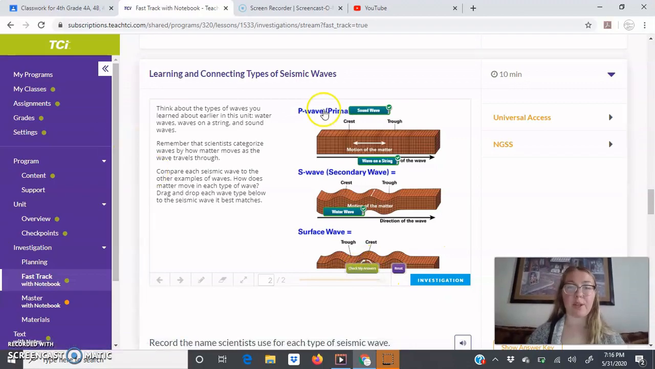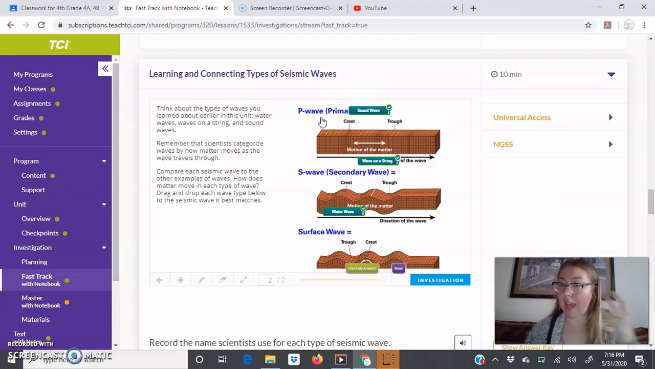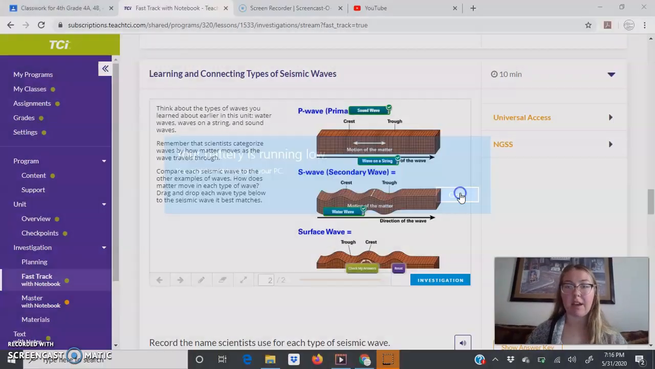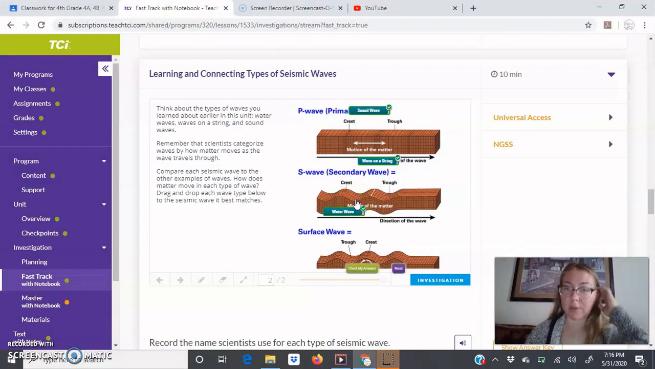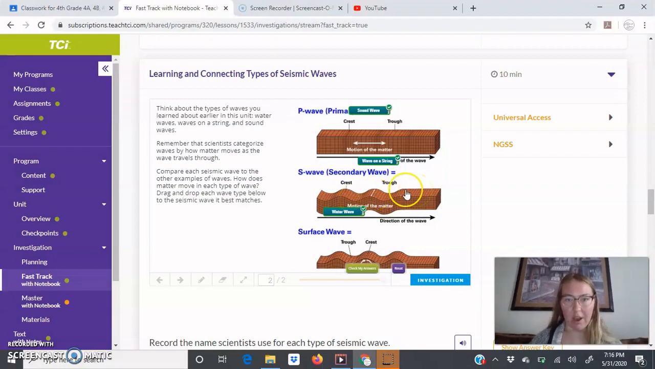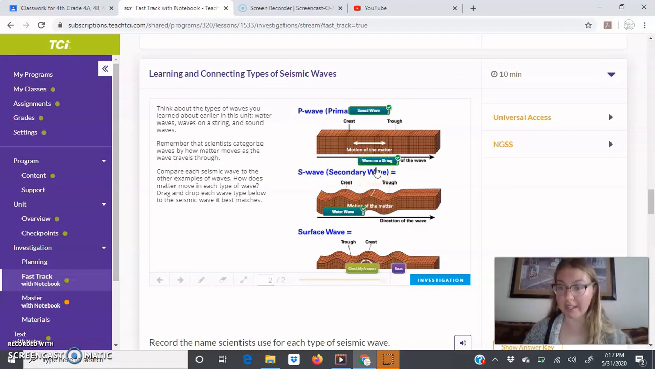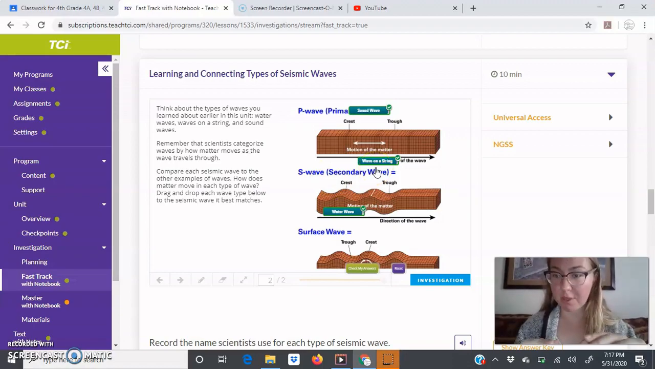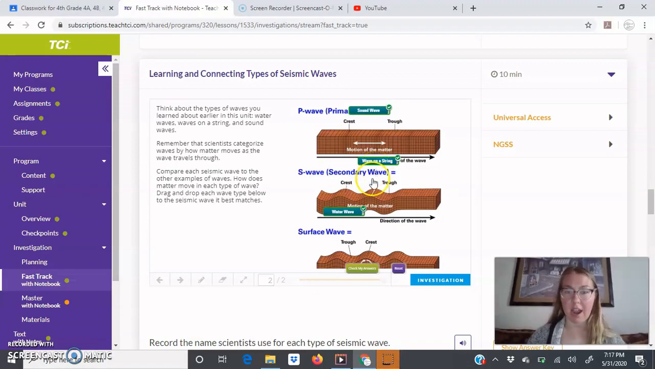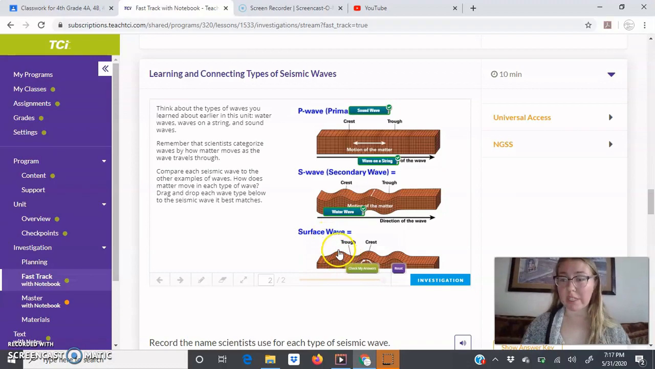Okay, so we know that our sound waves are our P waves because sound moves out in a forward direction. Our S waves, or secondary waves, are like the waves on a string as we move them together and we coil them. And our water waves are like the surface waves. So the waves on water move on the surface.